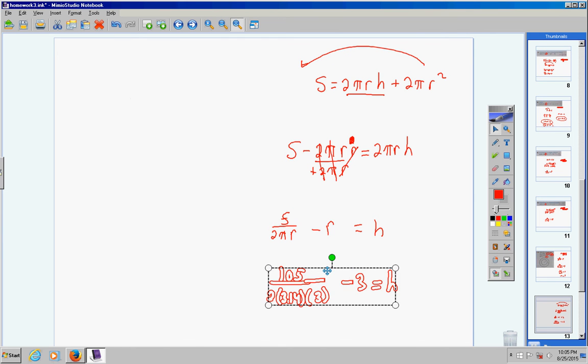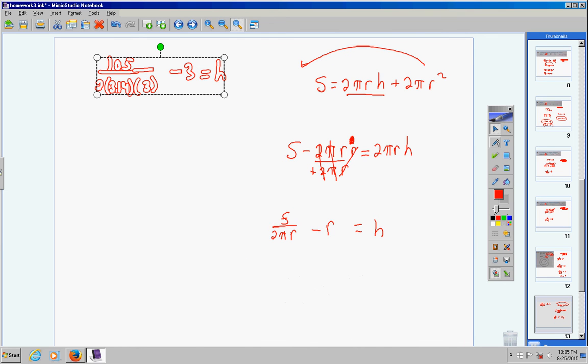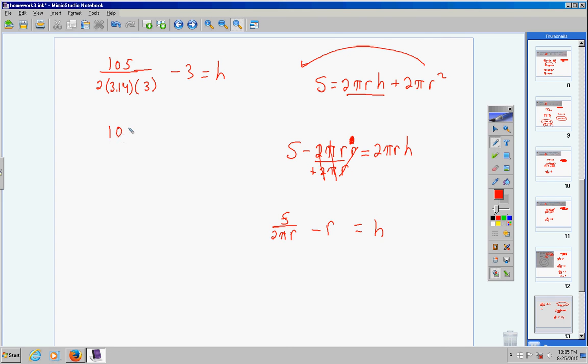Now, with your calculator, I'm going to go ahead and multiply. Let's see, 2 times 3.14 times 3 would be 18.84. I did that in my head. I think that's correct. Yes. 18.84. So 105 over 18.84 minus 3. Now with your calculator, type in 105 divided by 18.84. I'm grabbing my calculator now very quickly.